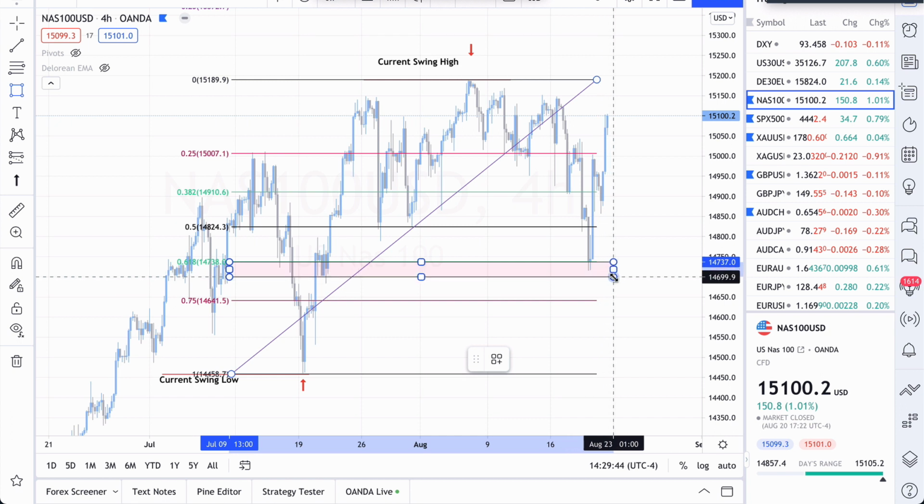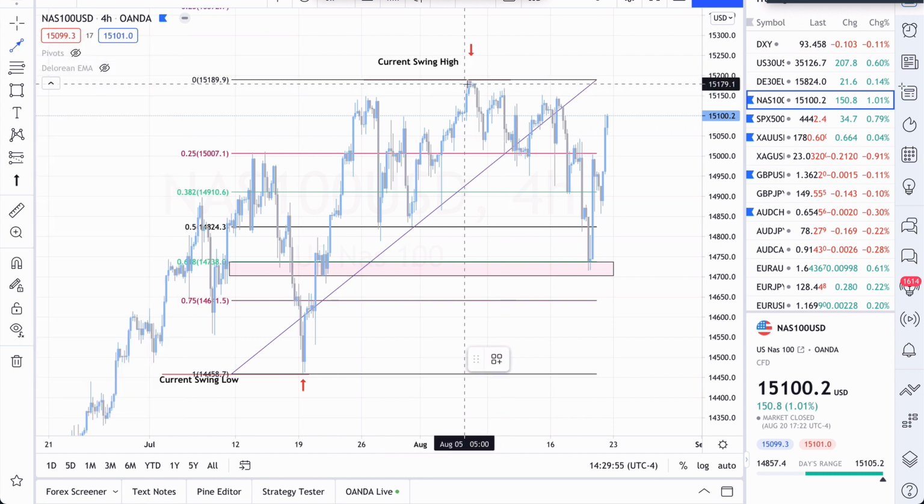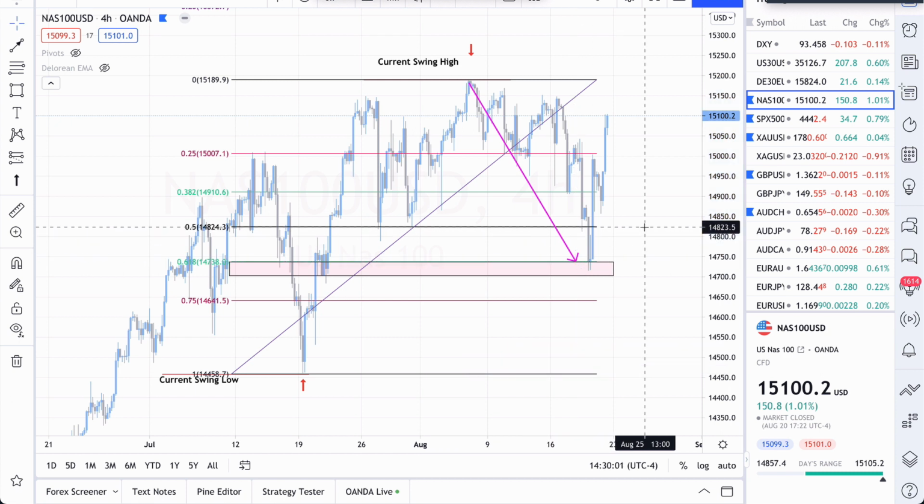So what I do, if you remember, I had this marked out. There's my zone. It's not exact. It's around in the area. Look at what the market did. It swung up to this high and swung down all the way to 61.8 on the dot. Ladies and gentlemen, that's where I entered that trade.